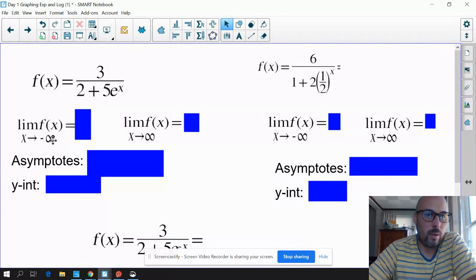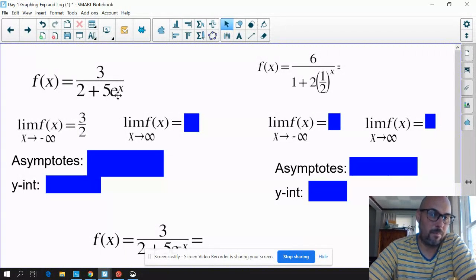Well, what happens when x gets really, really small, like negative 100? Well, e to the negative 100 would basically just be 0. So this is 3 divided by 2 plus 5 times 0, which is 3 divided by 2, so it's 3 halves. So again, when x gets small, this e becomes 0.